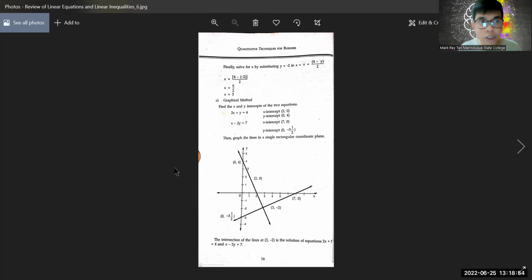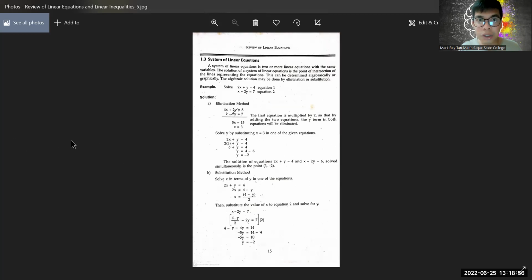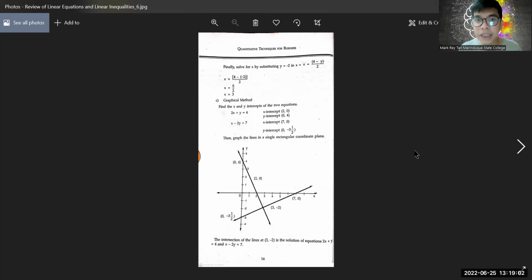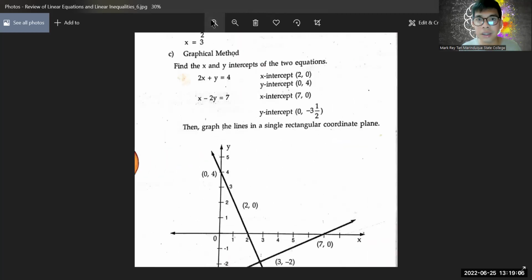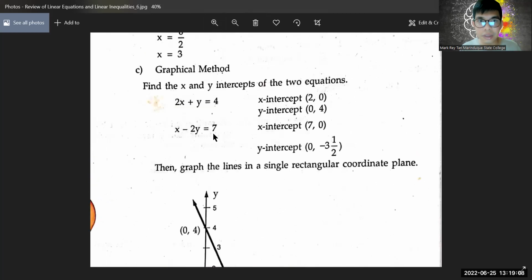class, so mali ako, no? Binabawi ko yung sinabi ko kanina na hindi na siya through the use of intercept method, kasi sa graphical method, intercept method yun. So as you see here, no?